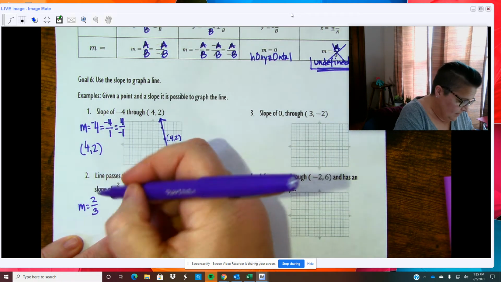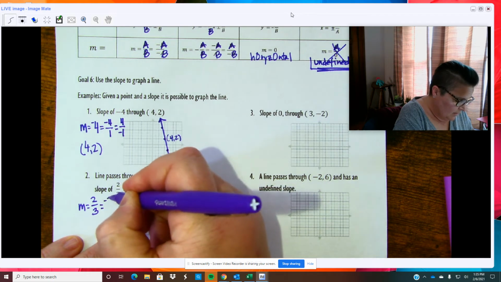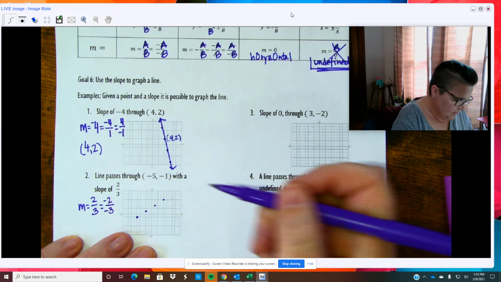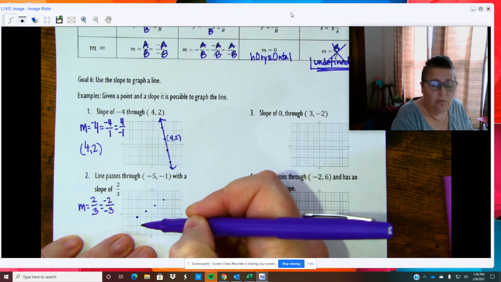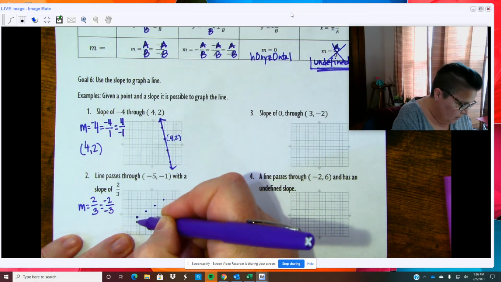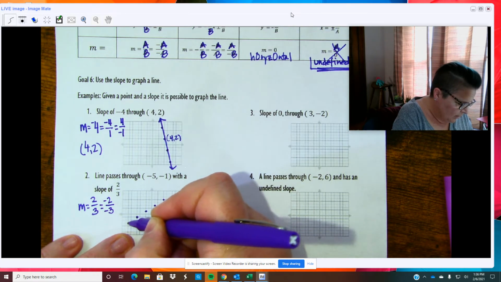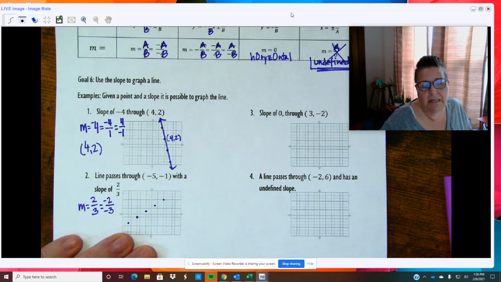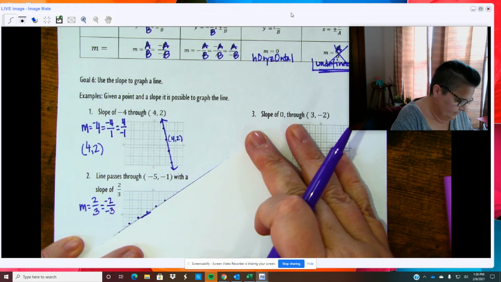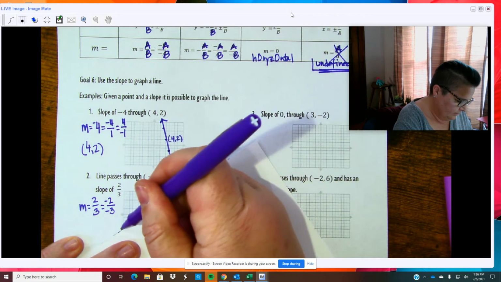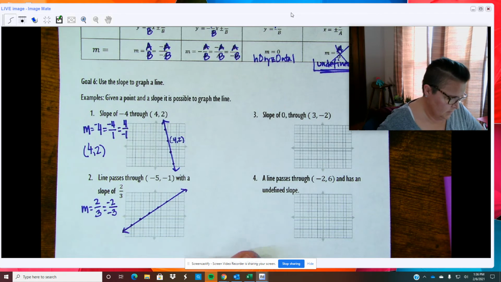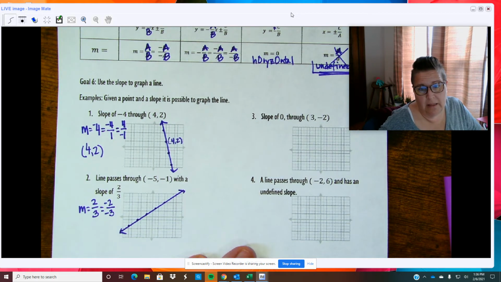It's worth noting that this is also the same thing as a -2 over a -3, because negative over negative is positive. This changes my movement ever so slightly, but keeps me on the same line. I'm going to fall 2 and go back 3. Notice how that stays on the same line. Here we go. All right, so there's the second line.